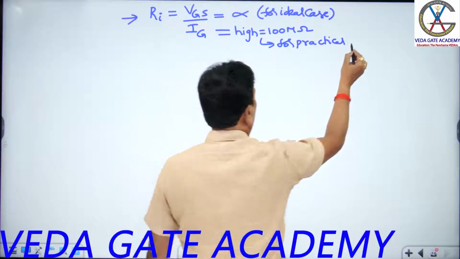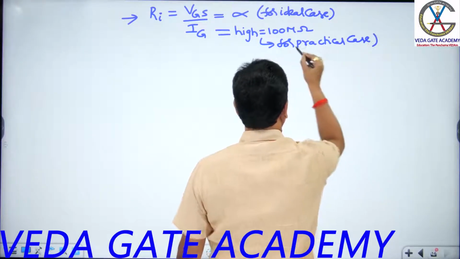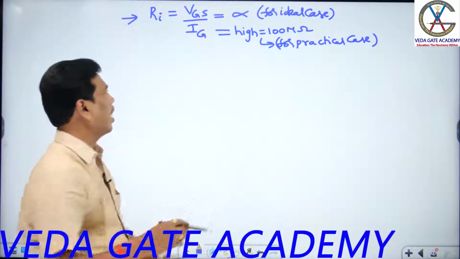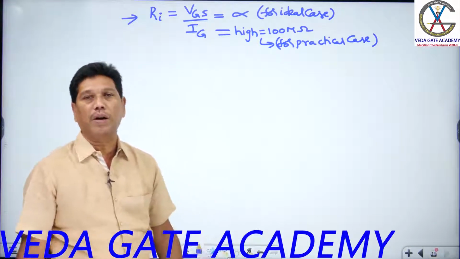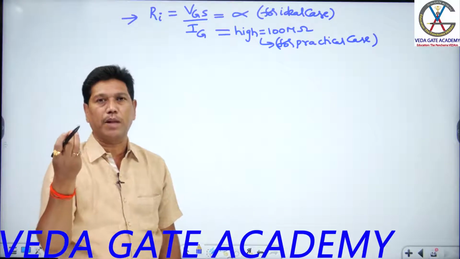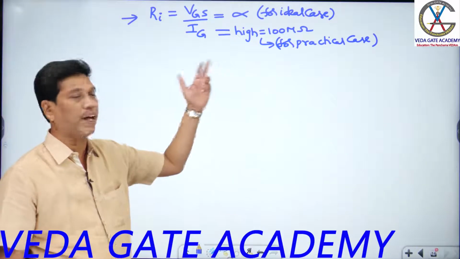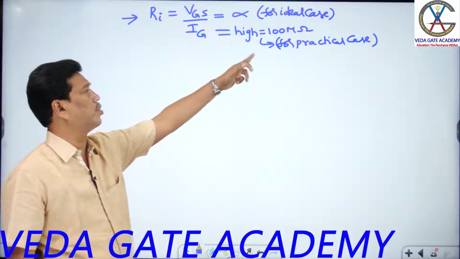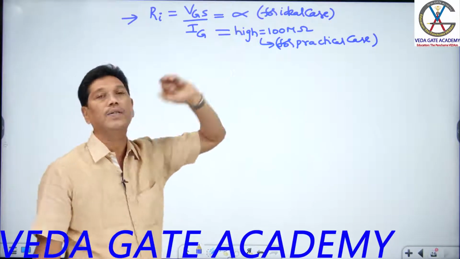For the practical case, it is a high value of about 100 mega ohms, because a negligible gate current flows by the minority carriers. That is a fraction of a nanoampere, students. Based on that, it will be very high. For the practical case; ideally it is infinite.